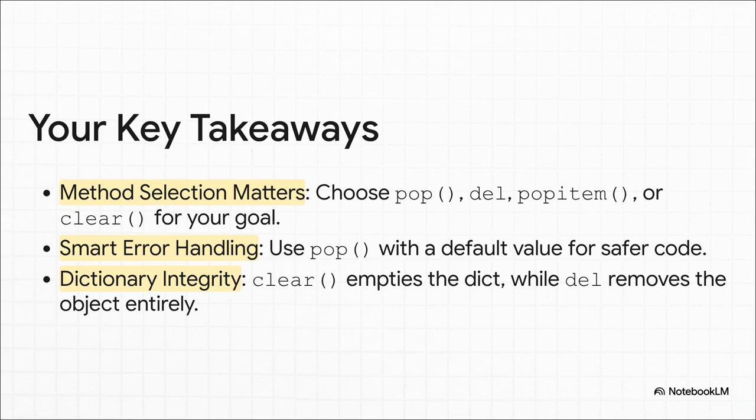Second, be smart about errors. Seriously, using pop with a default value is a sign of a thoughtful programmer. It makes your code so much safer. And finally, number 3, understand the difference between emptying and deleting. Clear just empties the house but leaves the building standing. If you use del on the entire dictionary variable, well, that's like demolishing the whole building, and that can cause big problems if other parts of your code were planning on visiting.